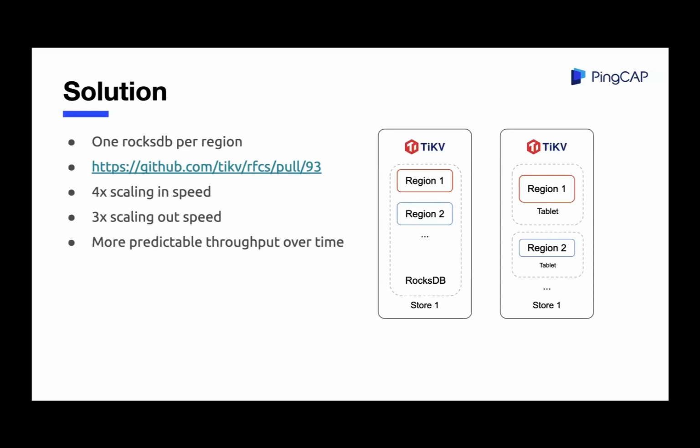So the speed will be very fast. Our prototype has shown that it can bring a 4 times speed improvement in scale in and 3 times in scale out. And during the whole process, the throughput is very predictable and smooth. But as I said, it's still a proposal. If you have any thoughts on my proposal, you can just go to the RFCs and leave your comments.